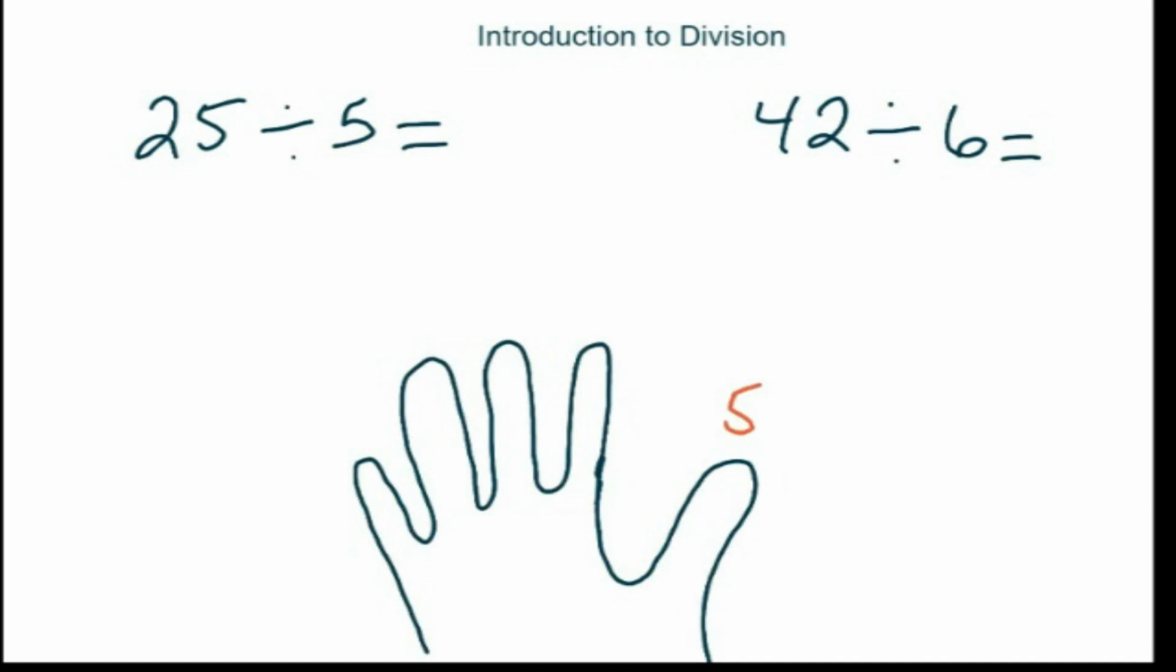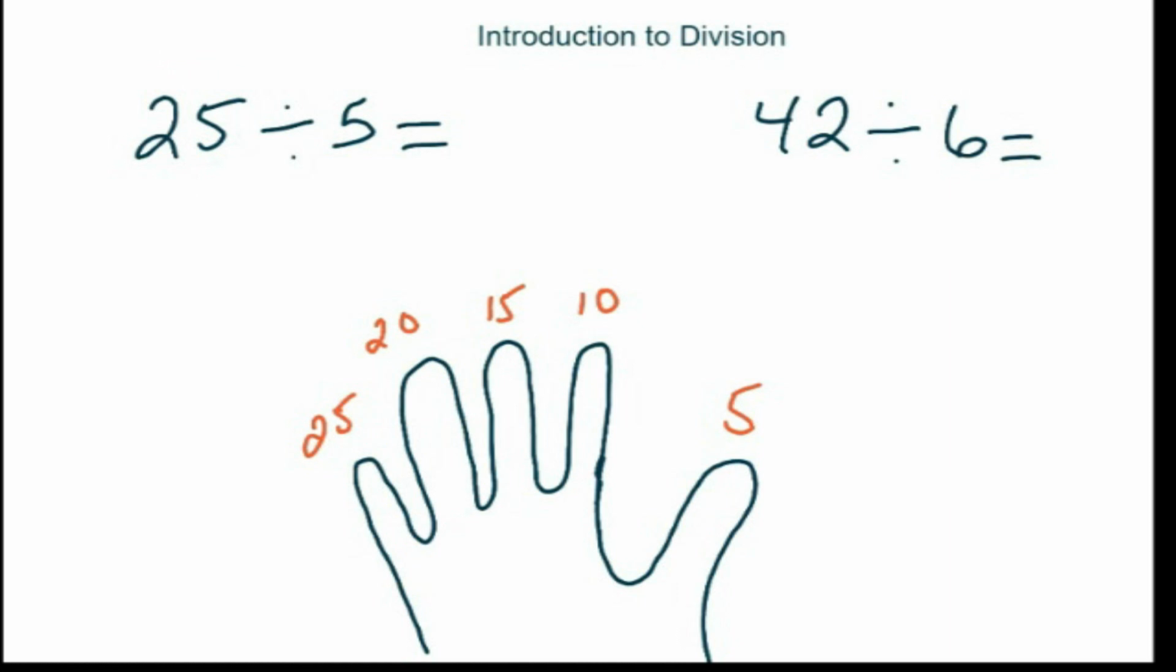5, 10, 15, 20, 25, and stop. Once we reach 25, that's when we stop counting, because 25 is the number we're dividing into.